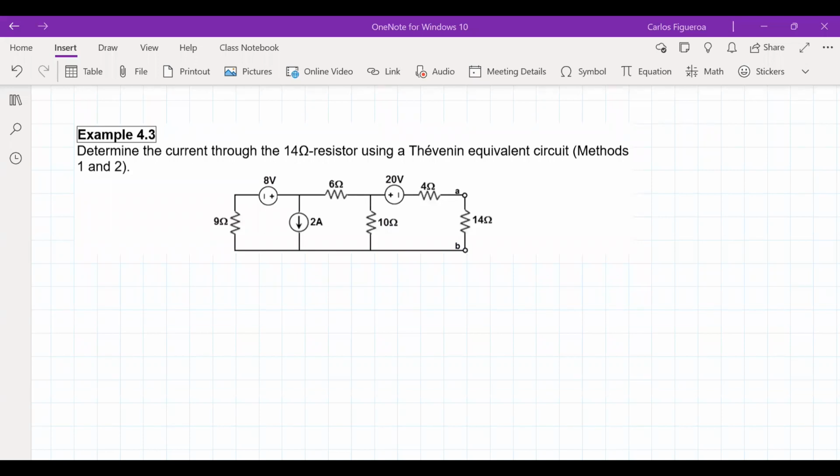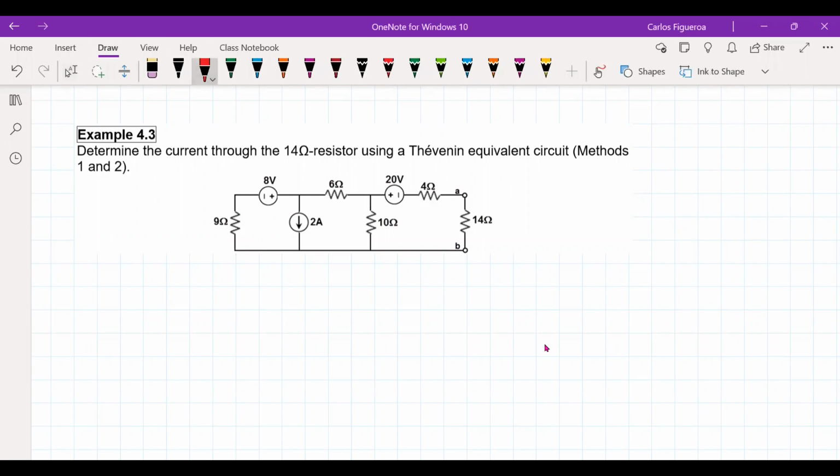Example 4.3. Determine the current through the 14 ohm resistor using a Thévenin equivalent circuit, using both methods. So the current through the 14 ohm resistor always flows from A to B. In other words, when I look at this, the current has to be flowing in this direction right here.